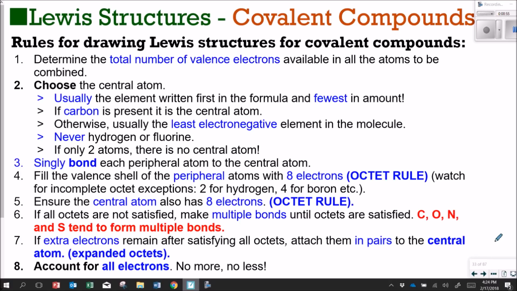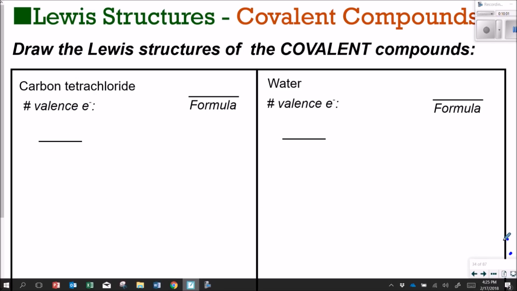These are the rules for drawing Lewis structures for covalent compounds. I will not read over them with you. You need to pause the video, write them down, and have them handy as we practice.